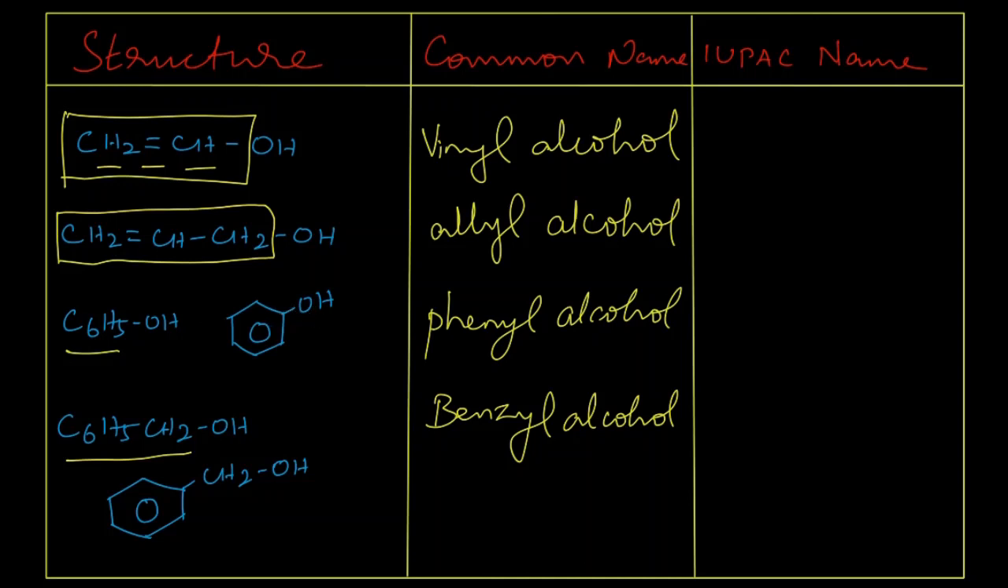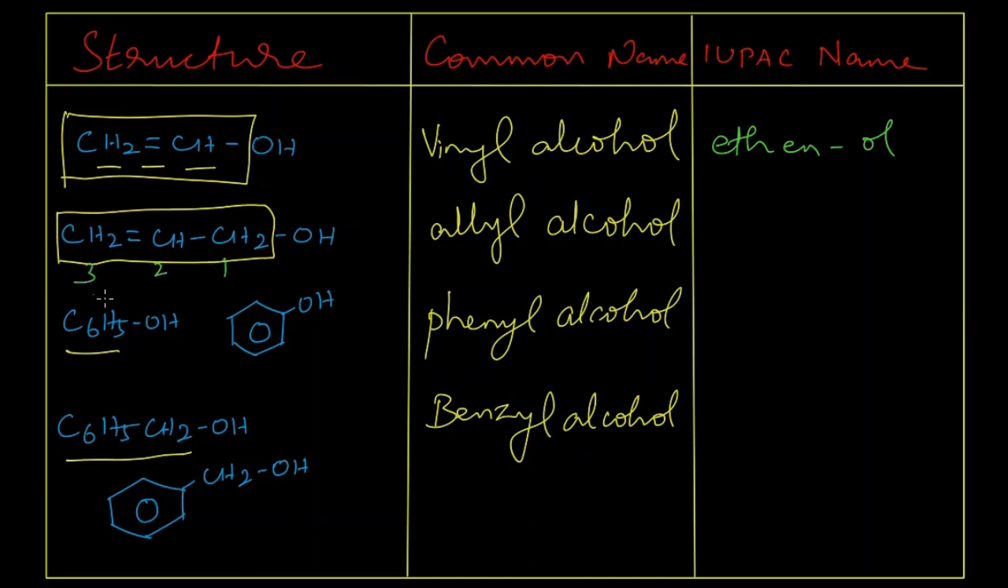Now let's give the IUPAC name for this compound. IUPAC name in the sense, two carbons are present here. So eth. Ene won't come because here a double bond is present. Eth, ene, ol is the IUPAC name of this compound. Ethenol. Okay, let's name this compound now.